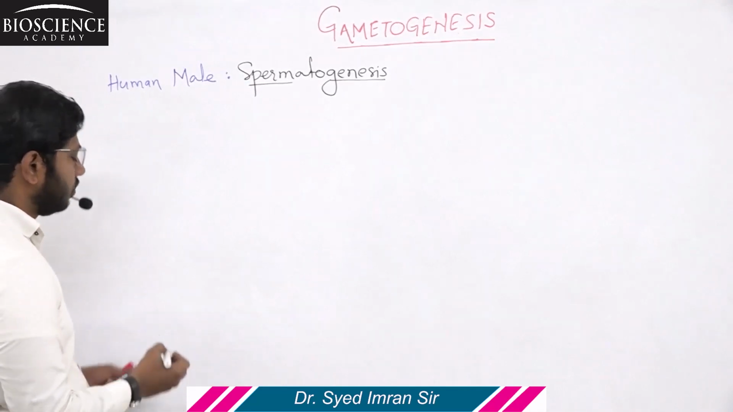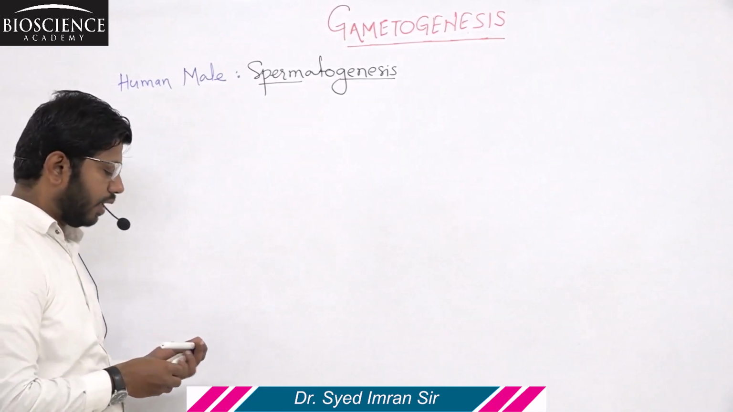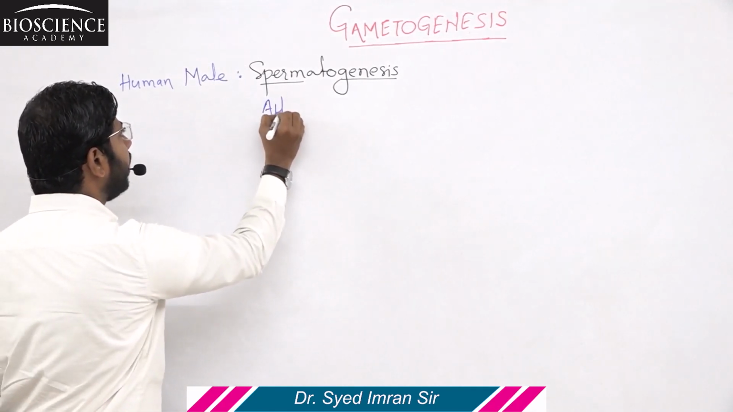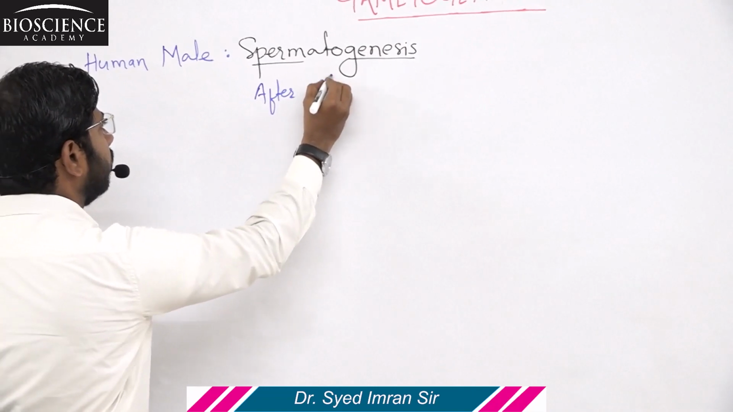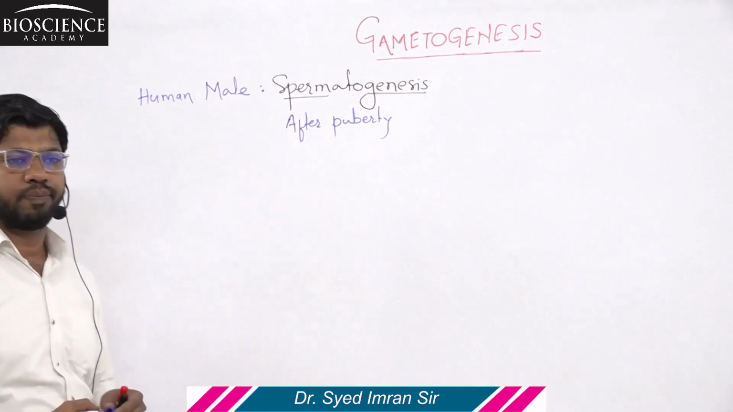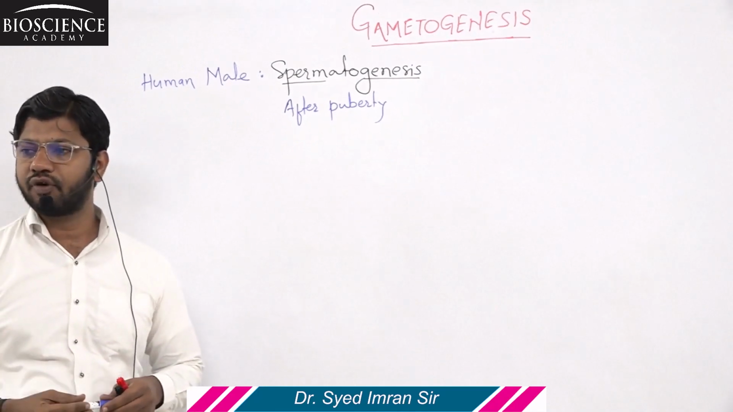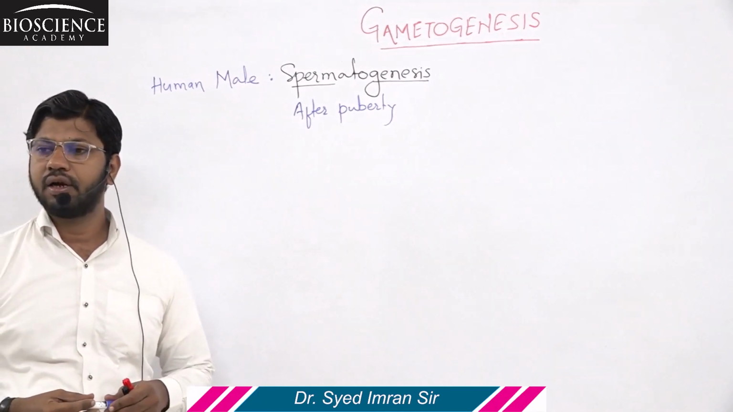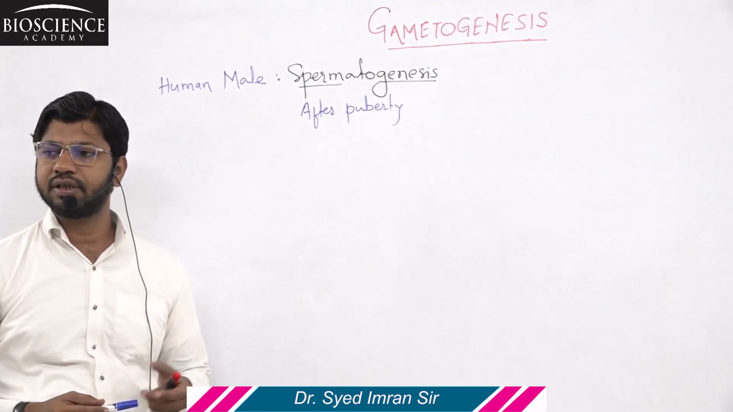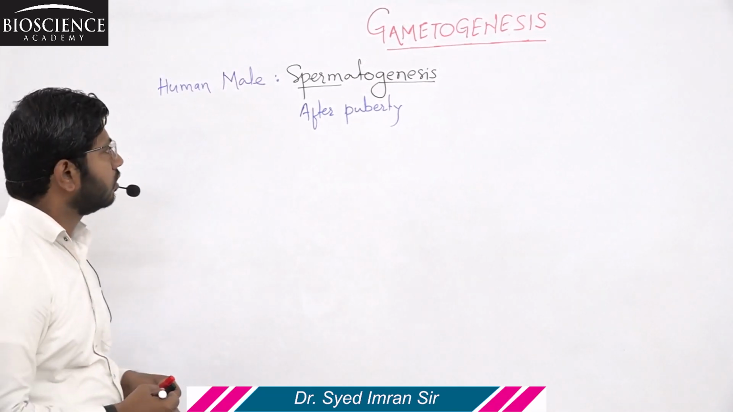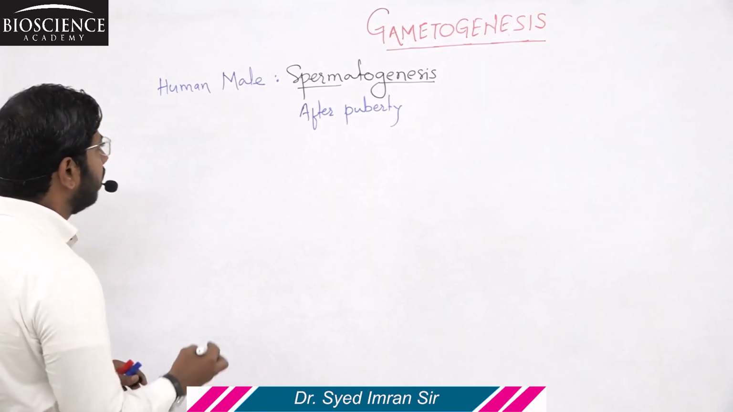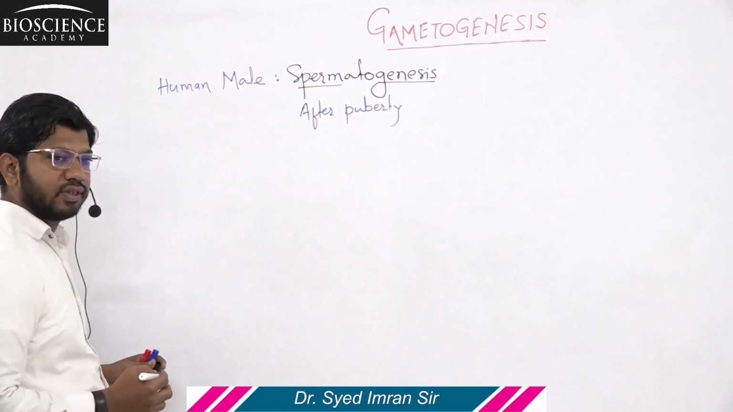Now, spermatogenesis in the male starts after puberty. Puberty age varies from person to person. It also varies with the environmental condition. Right from 14 years to 16 years is the decided puberty age. So we are starting with a detailed mechanism right from the limbic system.